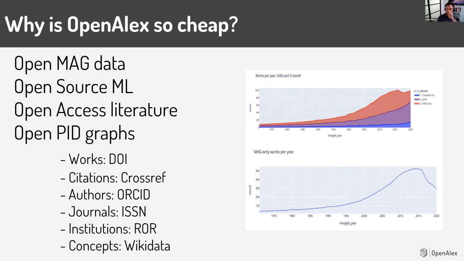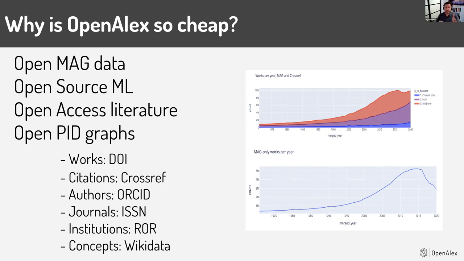And these two graphs here, just to show you, on the top, you can see publications that were in Microsoft Academic from 1970 to 2020, it looks like. The red is things that were only in Microsoft Academic, and the blue is only Crossref. And then the purple are things that are in both. And that purple is the area that now we're really capitalizing on moving forward in the future of OpenAlex.